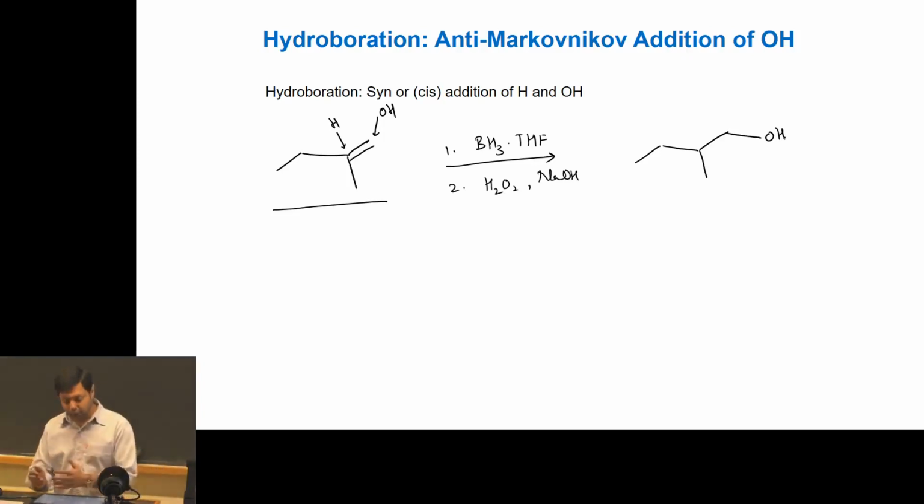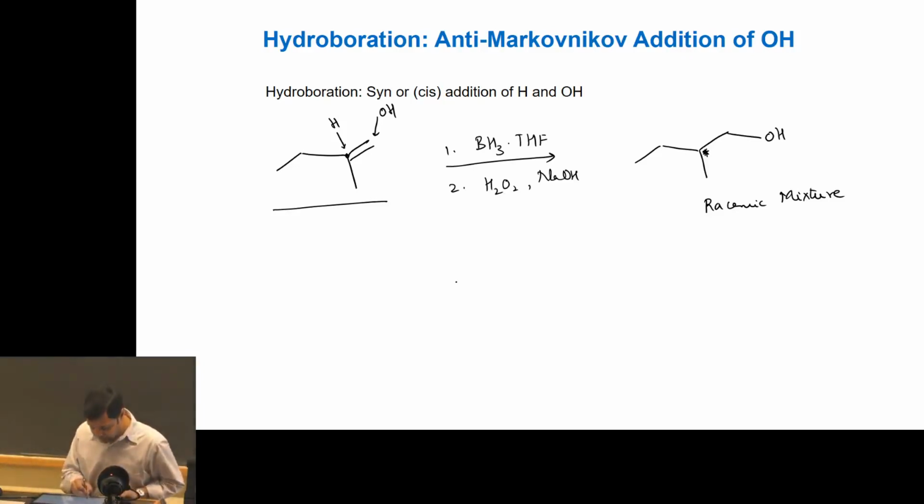Now if you take a look at this product, you have a chiral center here. So you're forming a chiral center in this reaction because you're adding this hydrogen to that carbon. As a result of that, you're generating that chiral center. So you will get a racemic mixture. Both the enantiomers 50-50. Right. Let's take another example.